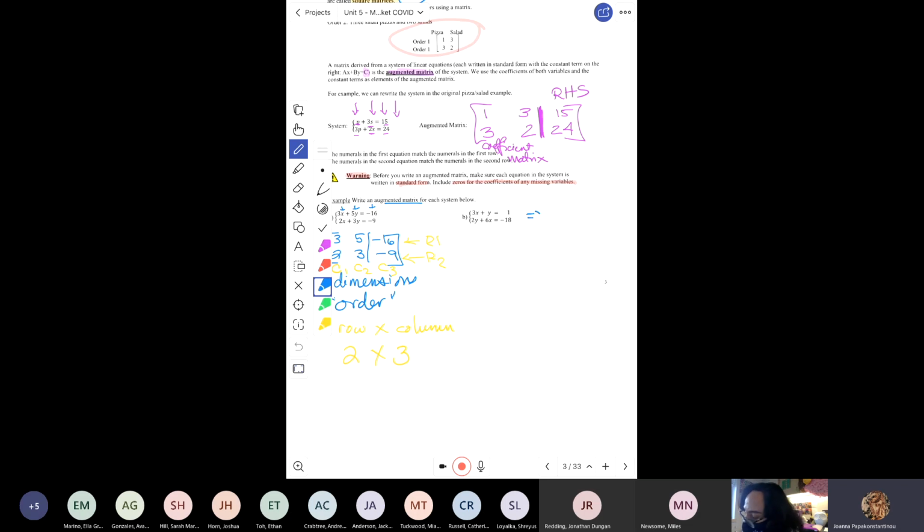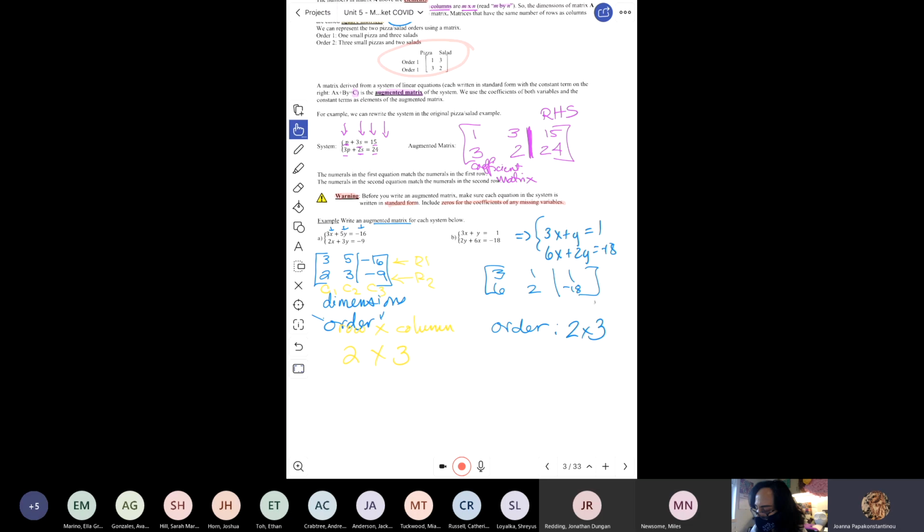Rewrite it in the same order, in standard form. So again, if you do not do this, you're going to have a big problem. Now I'm going to write the augmented matrix. What is the first row? The second row? And the order, the dimensions? What is it? 2 by 3. 2 rows, 3 columns. So far, so good?